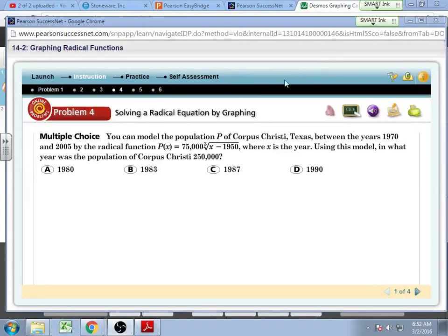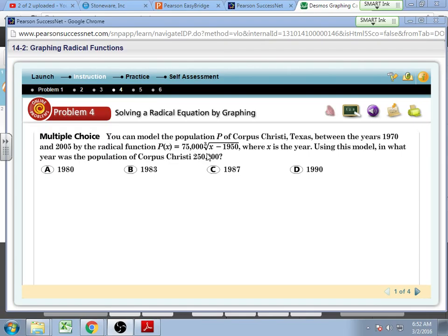Problem 4 here, you have this shown out in your notes, but you want to take a second to model this in a calculator to make sure that you really understand what you're doing. So we see here my P of X, my population of Corpus Christi between 1970 and 2005. This function models that, but notice that it's a cube root function, or a radical function that has a third root.